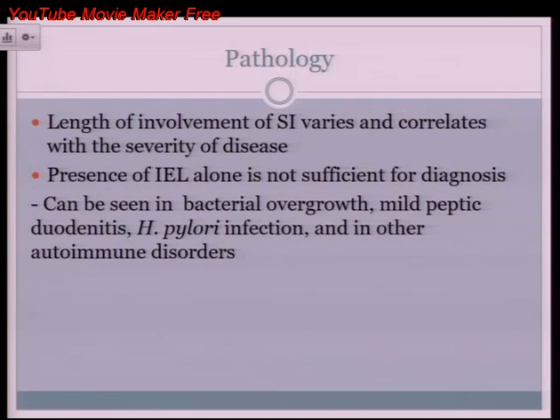This can be seen in other conditions like small intestinal bacterial overgrowth. H. pylori infection itself can sometimes cause changes in the duodenum. It can cause increased intraepithelial lymphocytes. And there are other autoimmune diseases which can do that too.